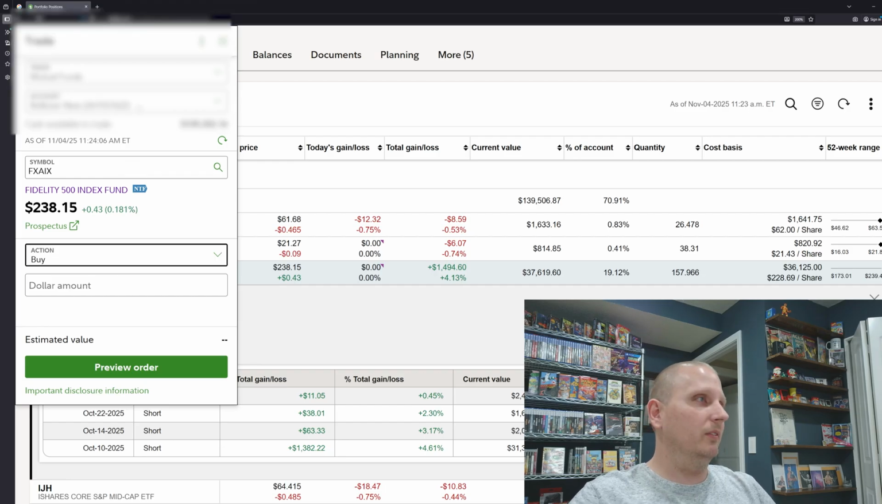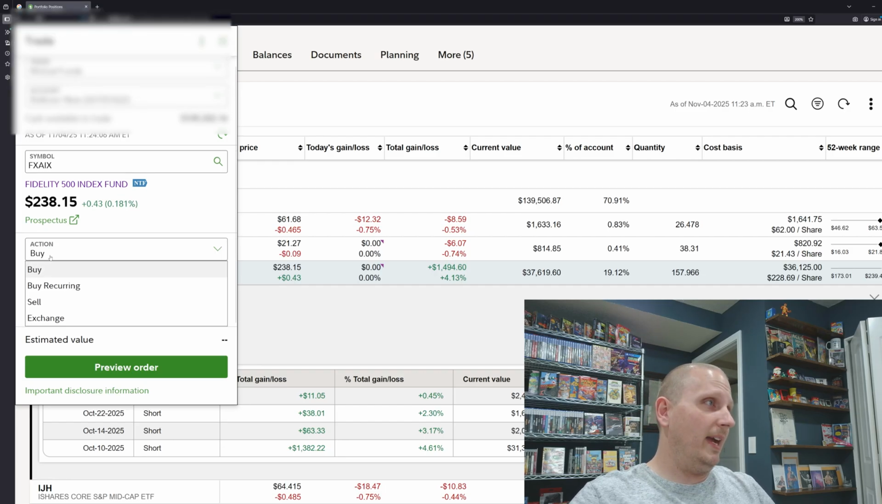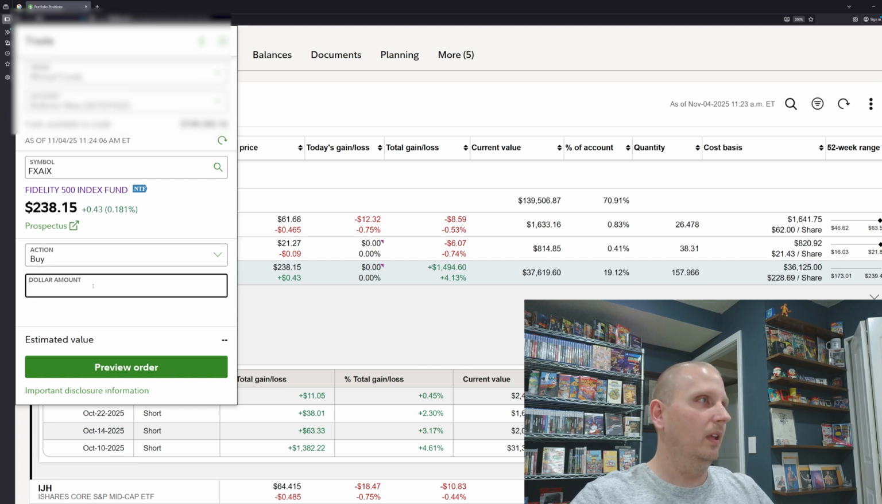So the buy box looks a little bit different, but it's largely the same. We just want to buy instead of sell. And here you could set up a recurring buy. So every Friday when you got paid, if you wanted to do the same thing over and over again, you can set that up so you don't have to do this. And this time I want quite a bit more.